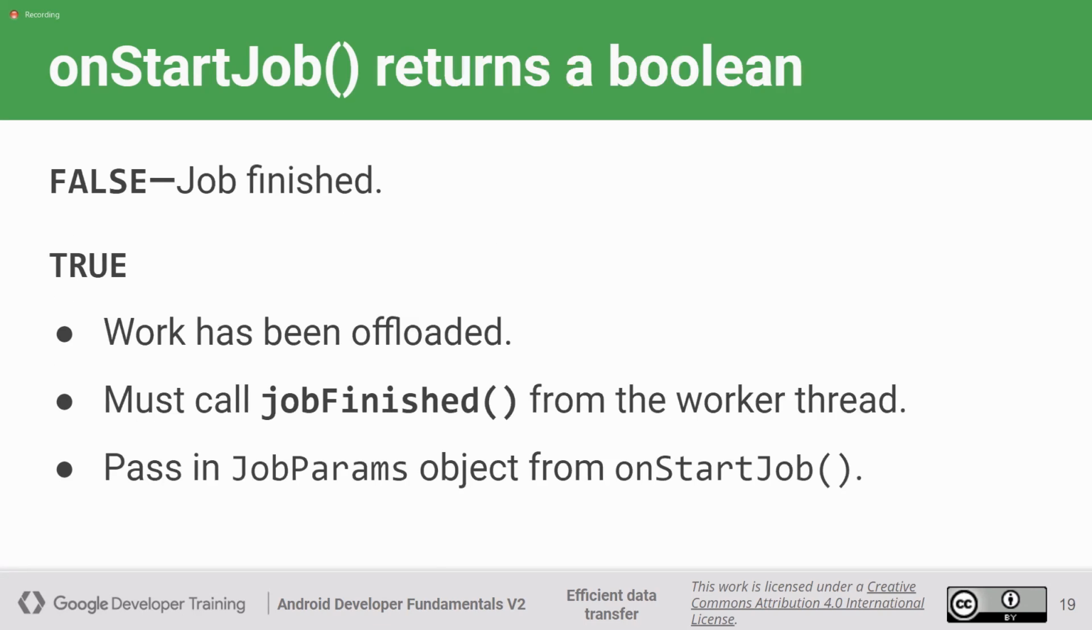On start job returns a boolean value, but remember, this is tricky to understand. It returns false when the task is finished, but returns true when the task is being offloaded. Meaning, when you are calling a worker thread from within the on start job method that runs on the main thread, you will return true. You will return false when the task is completed. So that's the difference, guys. This is just one tricky part of it.